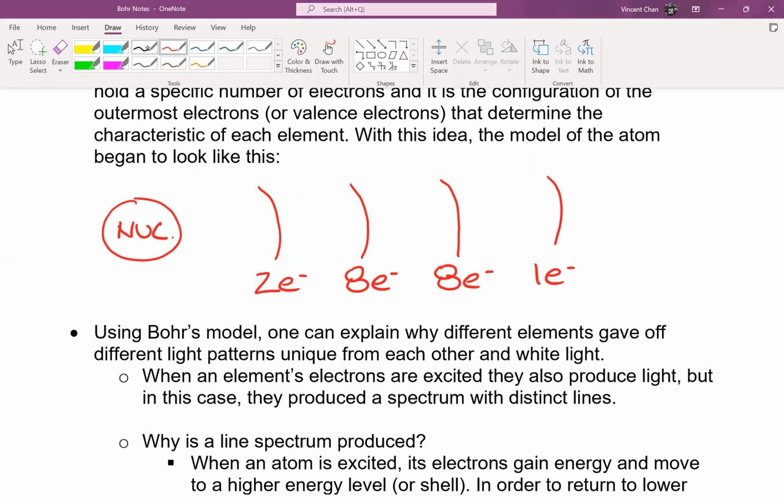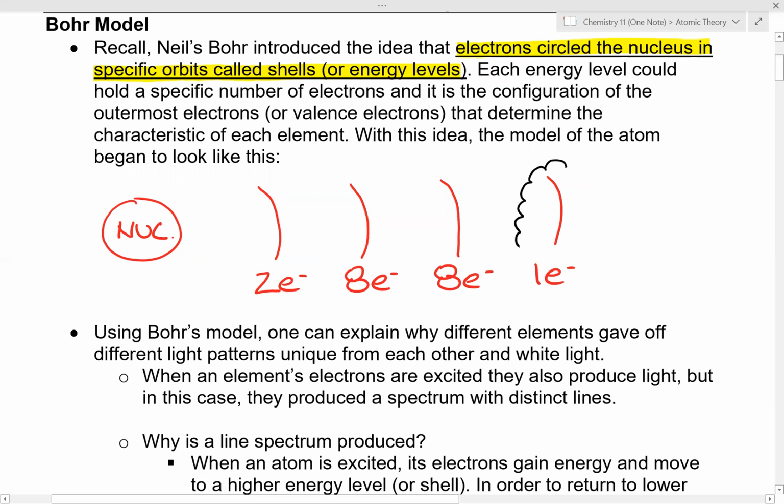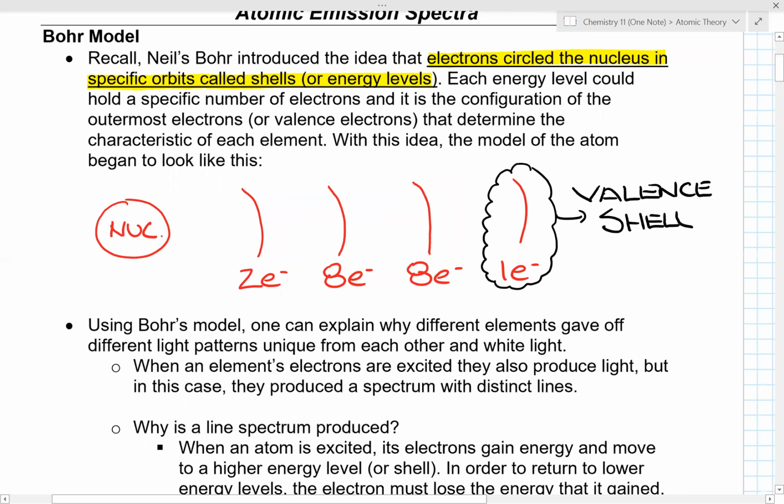This last shell, recall from Science 10, this is what we call our valence shell. And the electrons in the valence shell are called our valence electrons. Now, using the Bohr model, one can explain why different elements give off different light patterns unique from each other. So what do I mean by that?